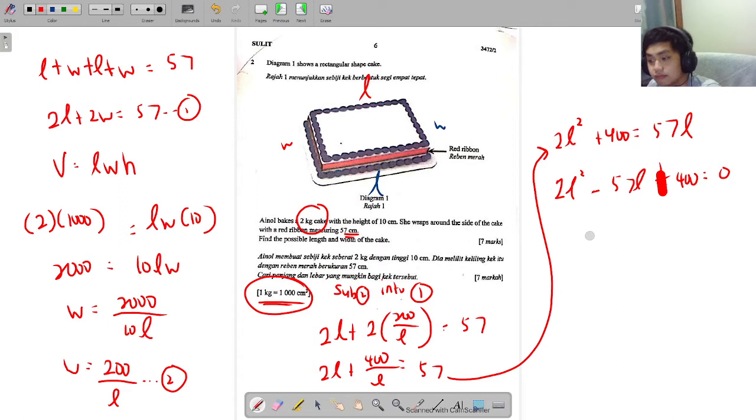So let me just see. Maybe 2, yeah, probably 2 and 400. What is it? Maybe 25. Yeah, 16, 25. Yeah, so something like 2L minus 25. Does this work? L plus 16. No, not plus. It should be minus. Yeah, so something like this, right? Let me just cross check with my calculator.